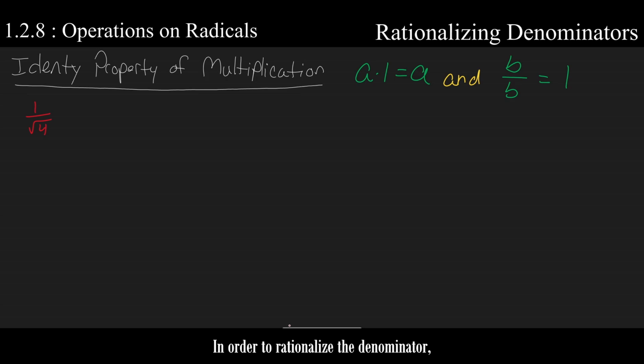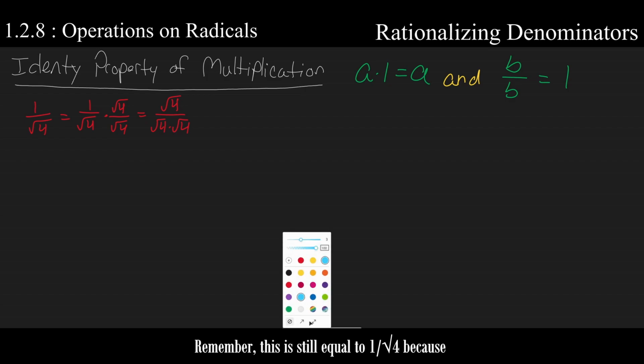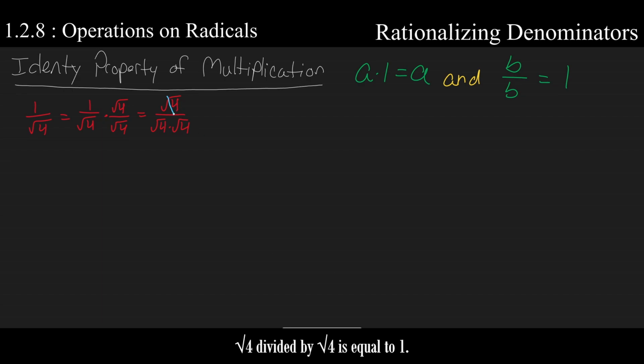In order to rationalize the denominator, we are going to multiply both the numerator and denominator by the radical that we want to get rid of. In this case, the square root of 4. This gives us 1 over the square root of 4 times the square root of 4 divided by the square root of 4, which equals the square root of 4 divided by the square root of 4 times the square root of 4. Remember, this is still equal to 1 over the square root of 4, because the square root of 4 divided by the square root of 4 still equals 1.